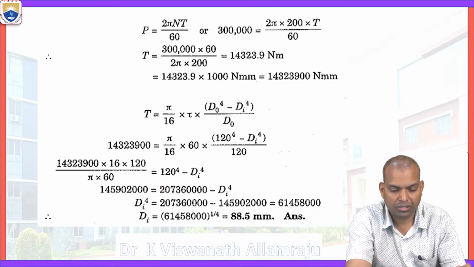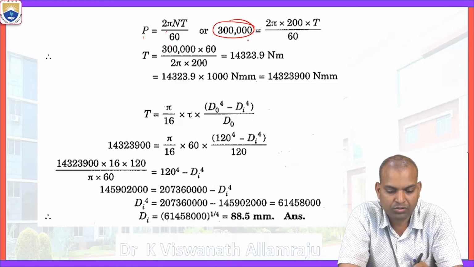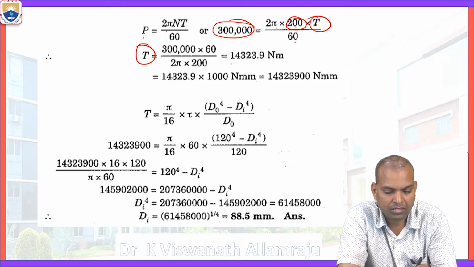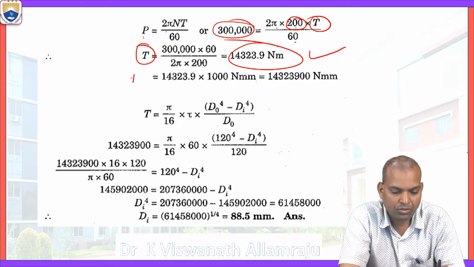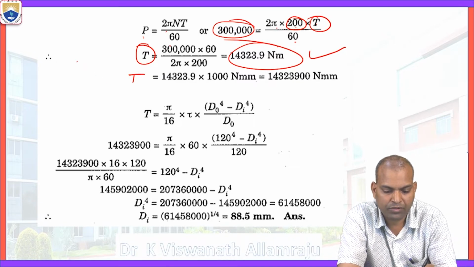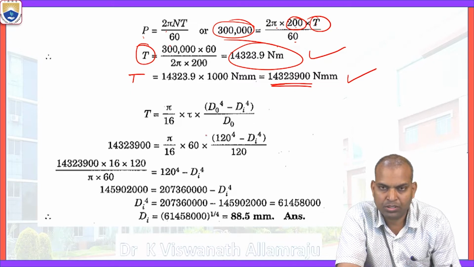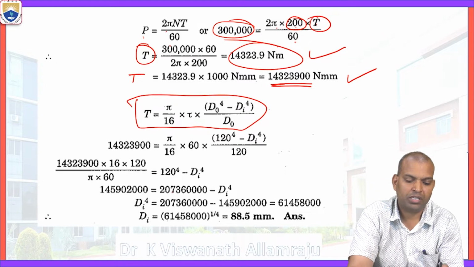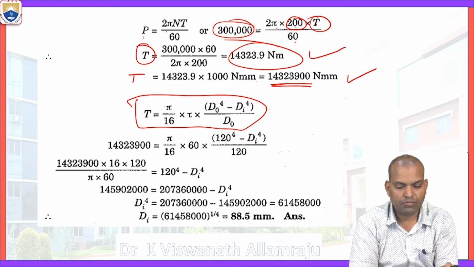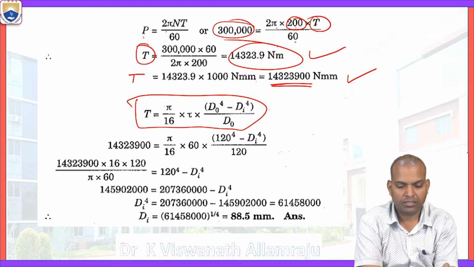Now, calculate torque T, that is power P equal to 2 pi N T by 60. P is 300,000, 2 pi N, 200 rpm, T by 60. From this, calculate the torque T. The torque T is 1432.39 Newton meters. Now that is converted into Newton millimeters, 1432.39 times 1000, that is 1,432,390 Newton millimeters. We know the maximum torque for a hollow circular shaft, T equal to pi by 16 times tau times D naught power 4 minus Di power 4 by D naught.